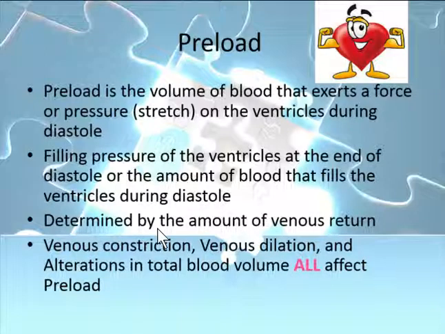Preload is the volume of blood that exerts a force or pressure, a stretch on the ventricles during diastole. It is the filling pressure of the ventricles at the end of diastole, or it's the amount of blood that fills the ventricles during diastole. It's determined by the amount of venous return.